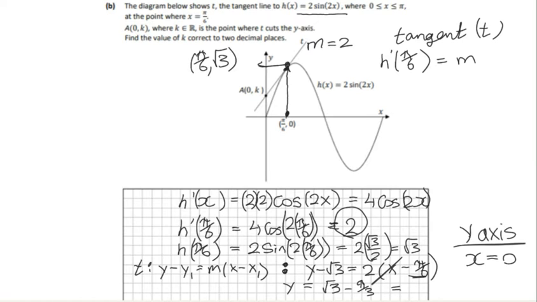which will give us a decimal of 0.68. So the answer is k is equal to 0.68. And it looks right too.